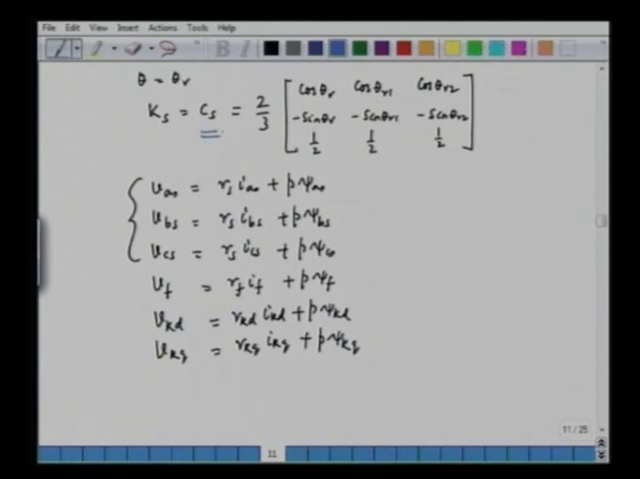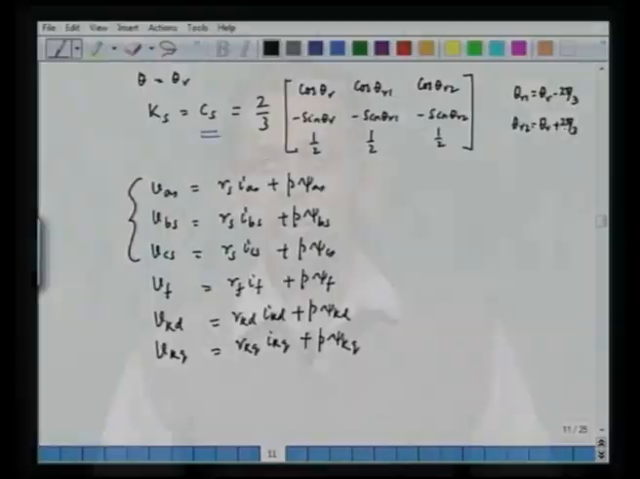We have already seen in the last lecture the transformation matrix: cos theta r, cos theta r1, cos theta r2; minus sin theta r, minus sin theta r1, minus sin theta r2; half, half and half. Here theta r1 is equal to theta r minus 2 pi by 3, and theta r2 is equal to theta r plus 2 pi by 3. If we transform using this transformation, we can get the variables in the rotor reference frame, that is D, Q and the zero sequence component.